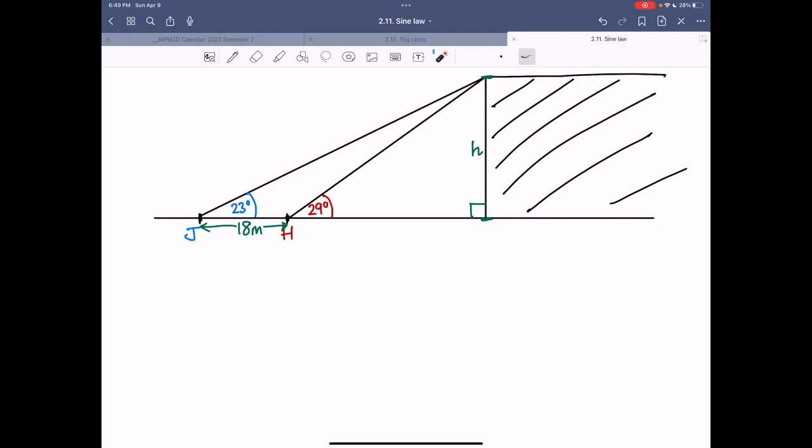Maybe I won't find this length. No, maybe I'll find this one. I'm changing my mind. Really doesn't matter. I'm just trying to make it easier for you.